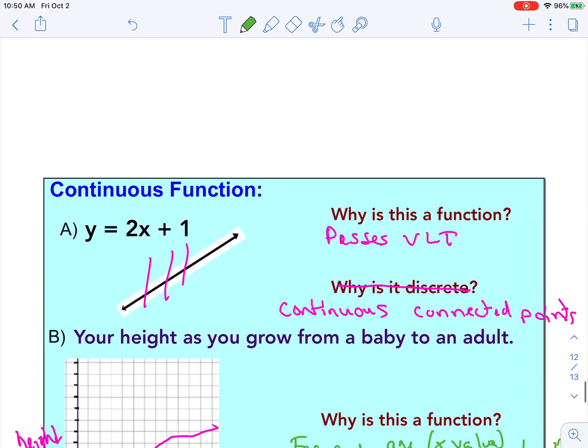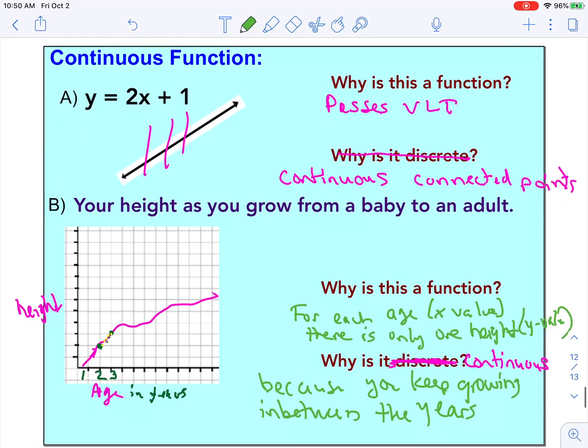All right, so that is the end of our day 1. That's a lot of stuff introducing chapter 4 functions, but this is important stuff that we will continue to talk about throughout the year.